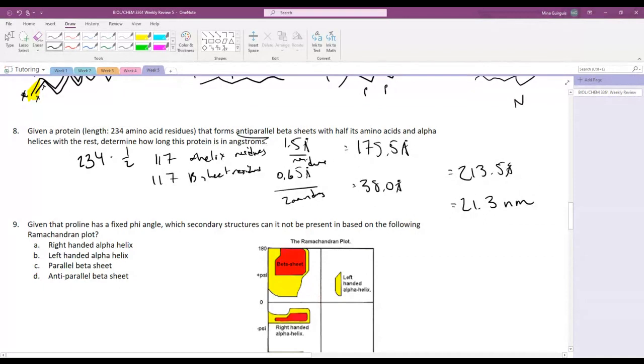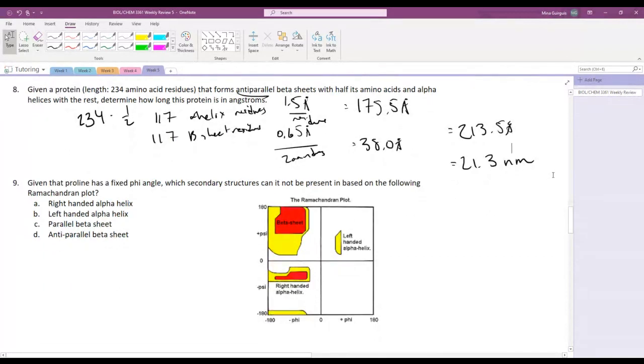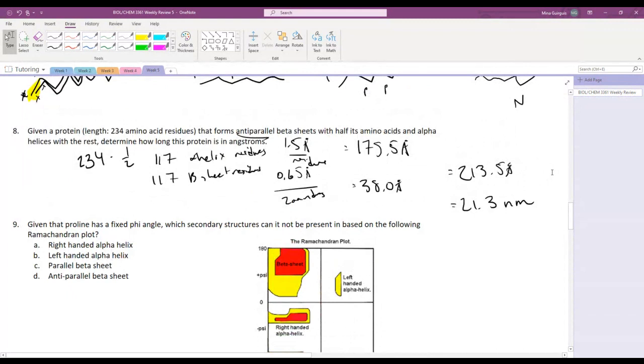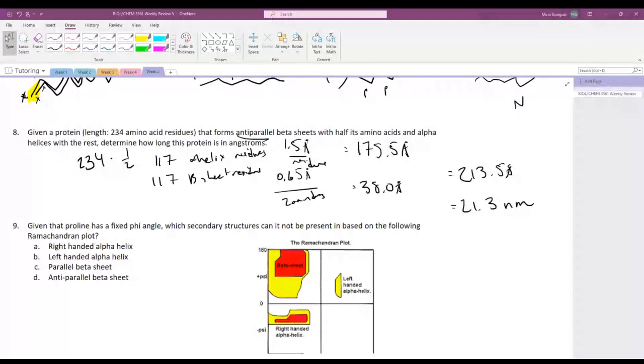It's tiny, but yeah. Does anyone have any questions about the kinds of calculations we're asked to do with parallel and anti-parallel beta sheets, with alpha helices, any of the math? I'm gonna give you all 1 second, and then I'm gonna go ahead and move on.